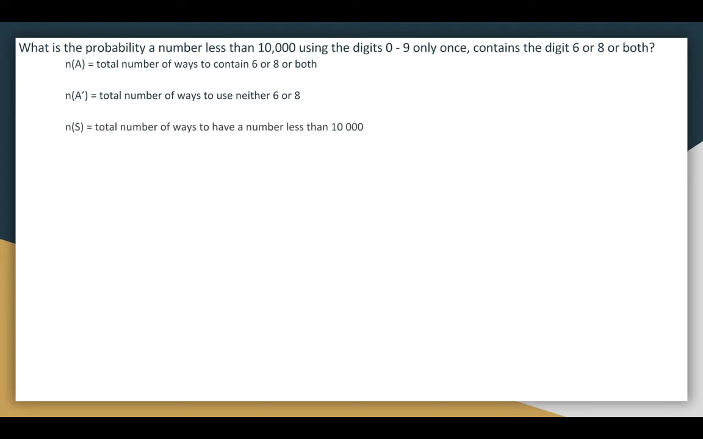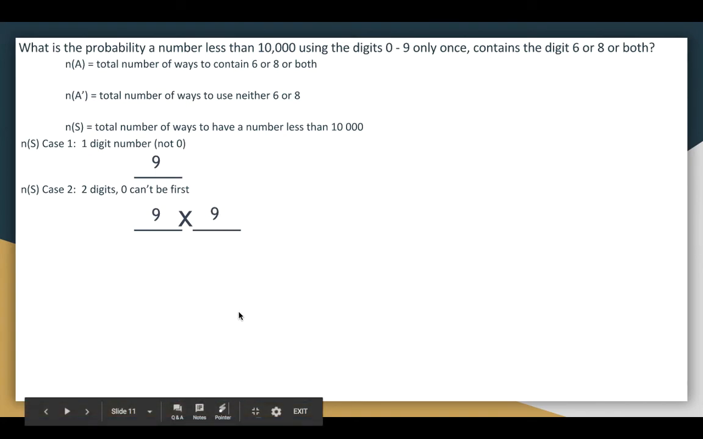N of S is the total number of ways to have a number less than 10,000. So N of S has separate cases. So it's a 1-digit number. It can't be 0. So there are 9 ways to do it. Case 2 is a 2-digit number. You can't start with 0 because then 09 would be a 1-digit number. So there are 9 ways to do the first number and 9 ways to do the second, because you lost the first digit. So now you can use 0 in the second one.